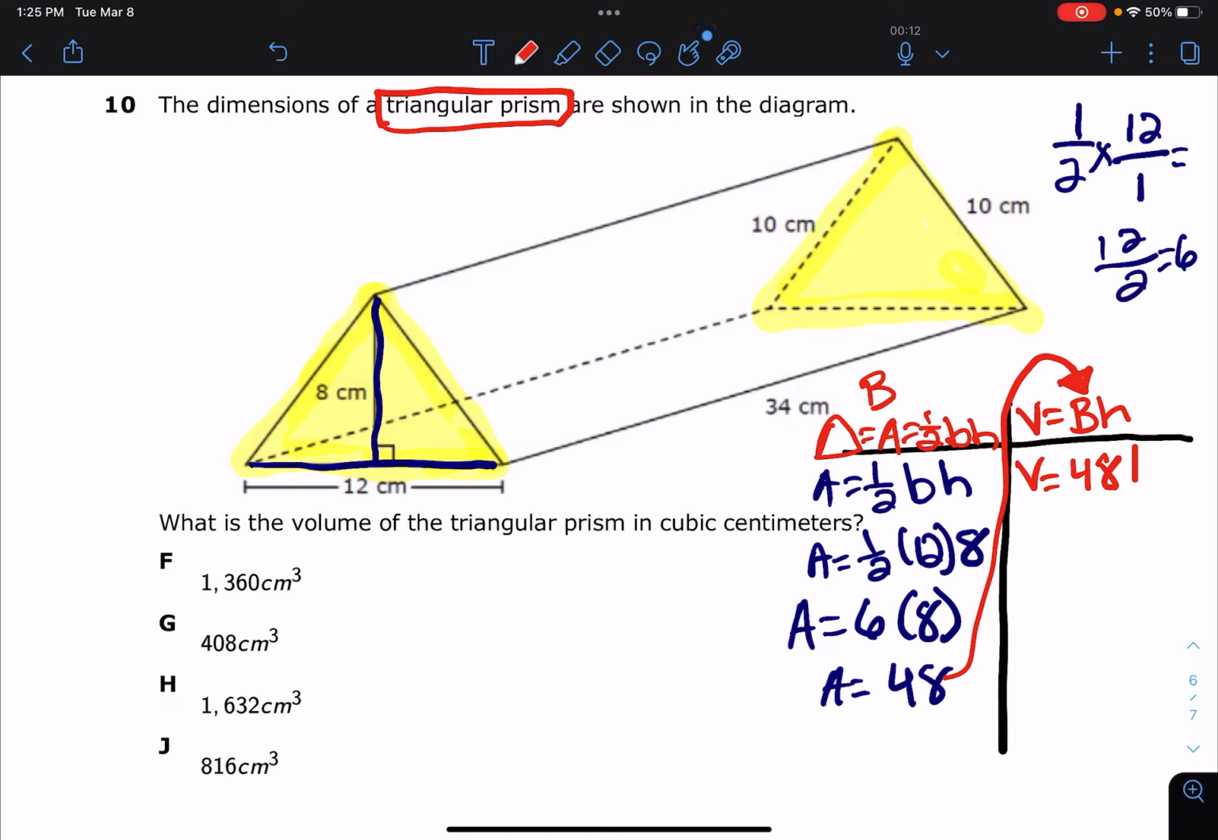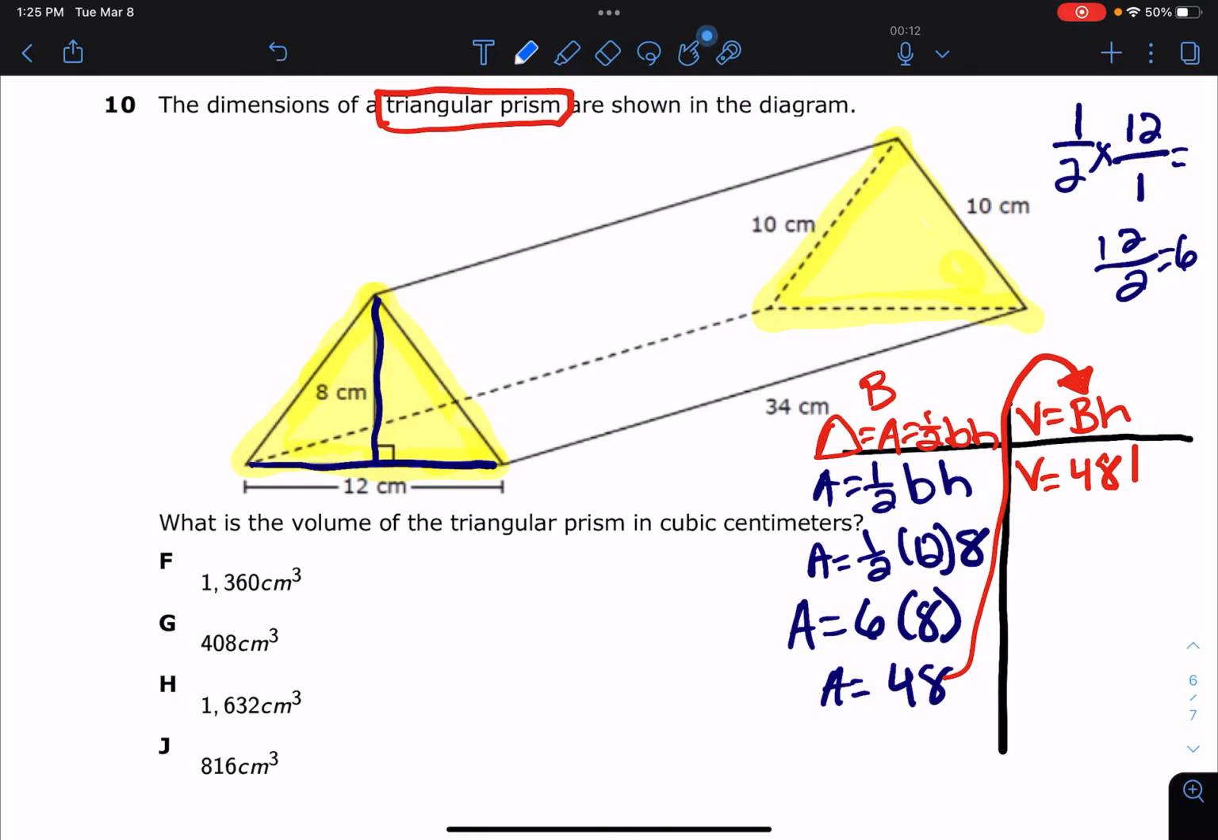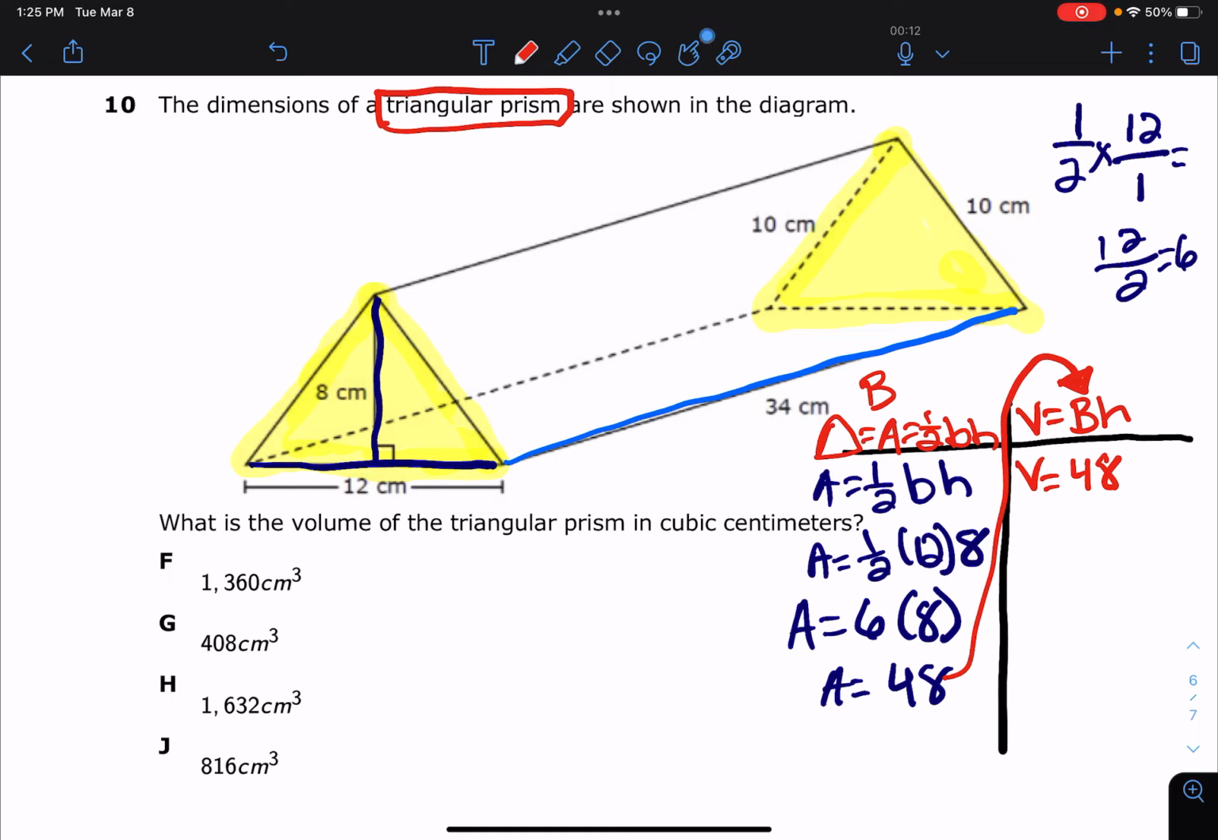Those two bases are connected by what? By what measurement? They are connected by 34. That is correct. So that means the height of the shape, of the prism, is 34. So I'm going to have times 34.